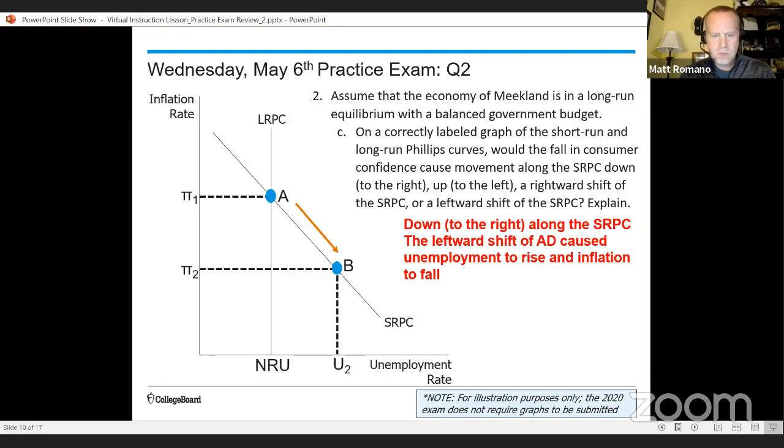In this case, because it was a shift of the aggregate demand curve, you're going to be moving along the short run Phillips curve. Had it been a shift of SRAS, then we know SRPC would also shift, but in the opposite direction. Just commit that to memory, be ready for that, because that's a common use of the short run Phillips curve. Okay, that's part C.